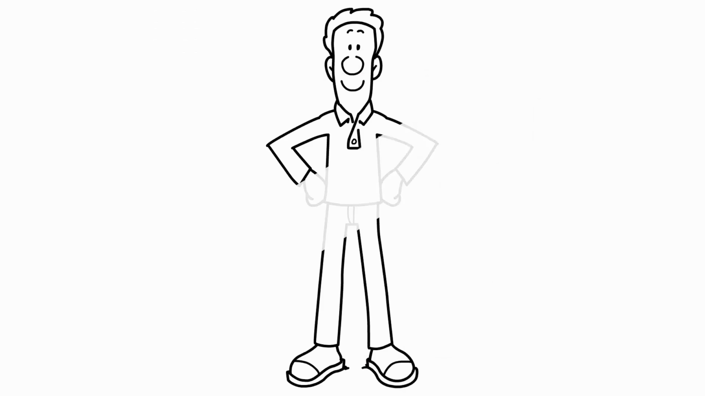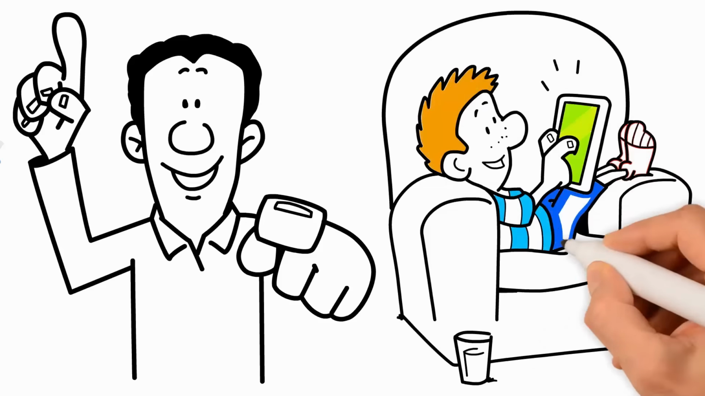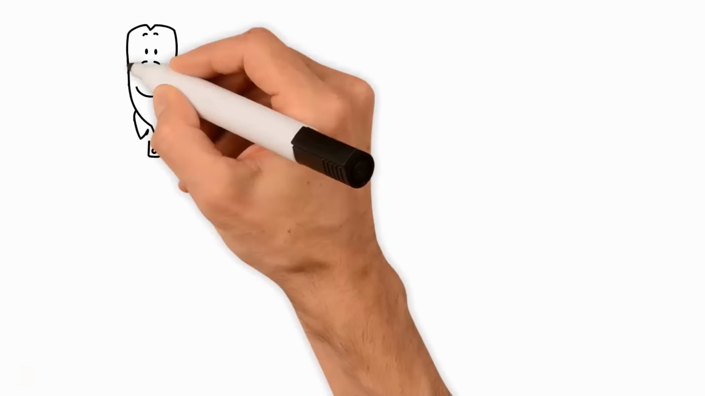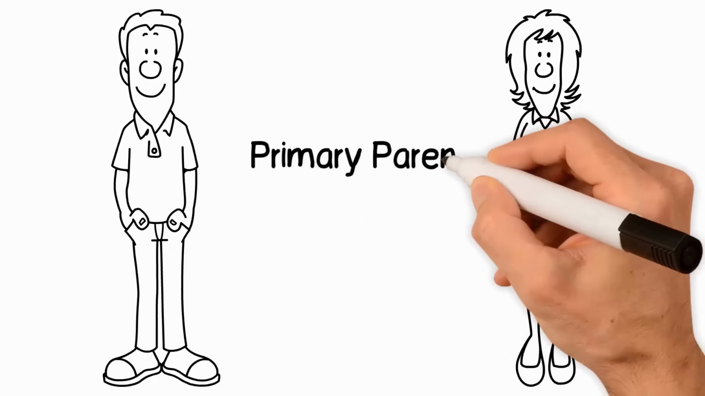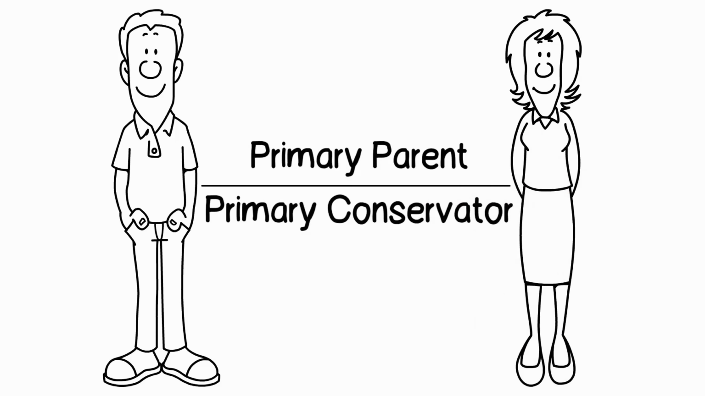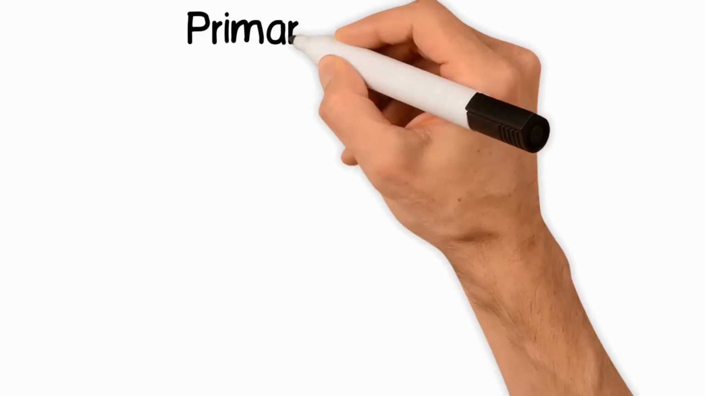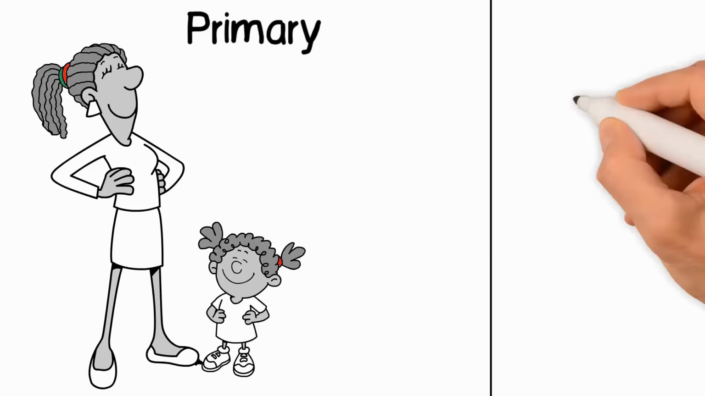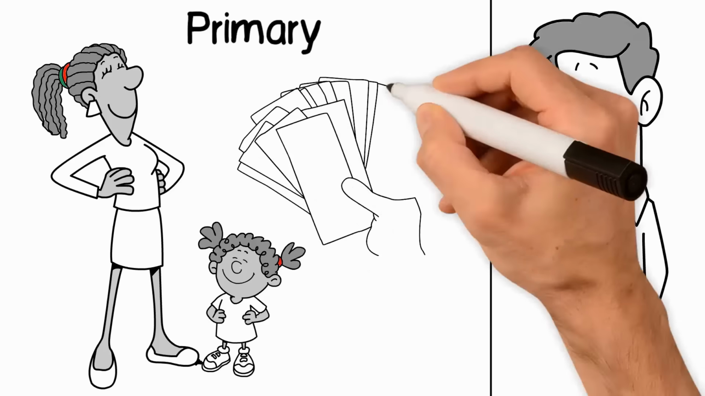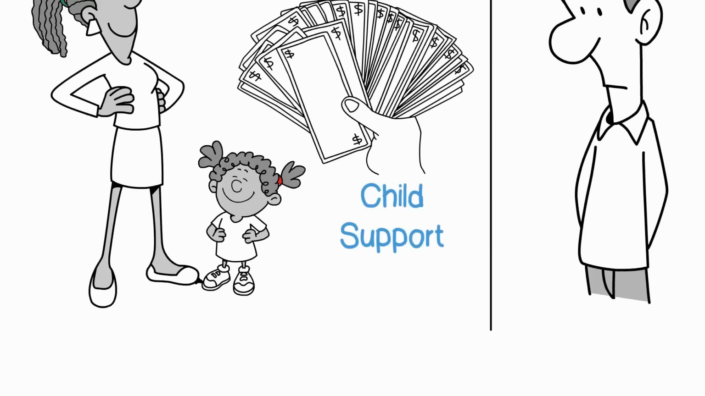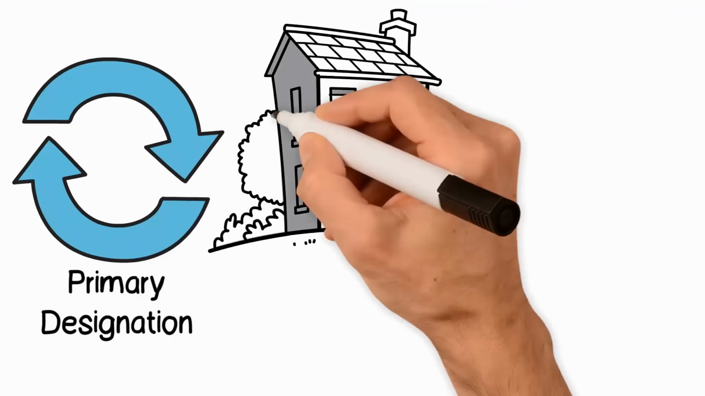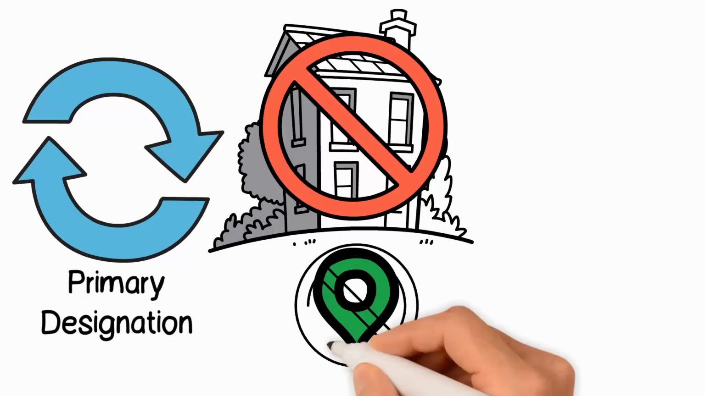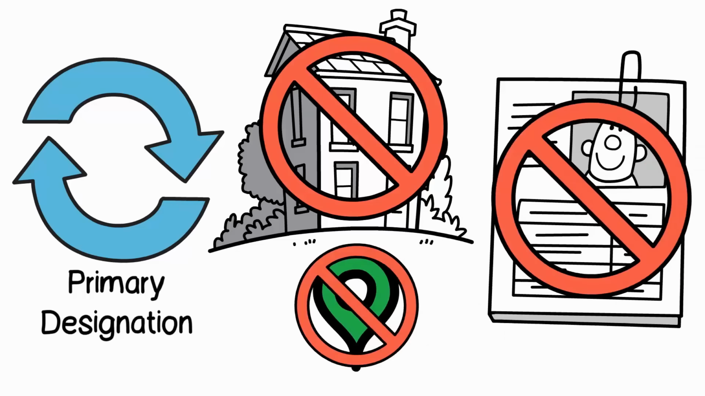Being named primary means that you have the exclusive right to designate the primary residence of the child. The person or parent holding this right is generally referred to as the primary parent, or the primary conservator. In most cases, the primary has the child more often than the non-primary, has the exclusive important rights, and receives child support.